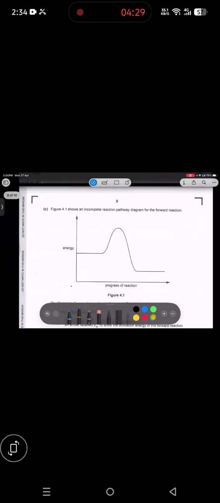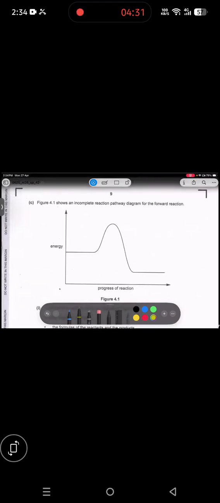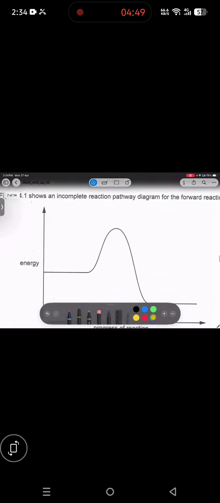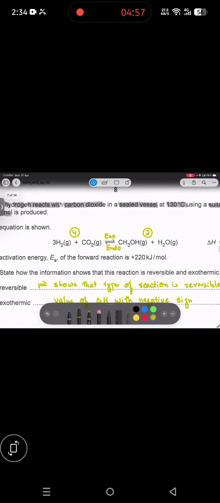Now we have a diagram here. Figure 4.1 shows an incomplete reaction pathway diagram for the forward reaction. So this one is the forward reaction. The reactants are 3 moles of hydrogen plus 1 mole of carbon dioxide. Then the products are 1 mole of methanol and 1 mole of water.